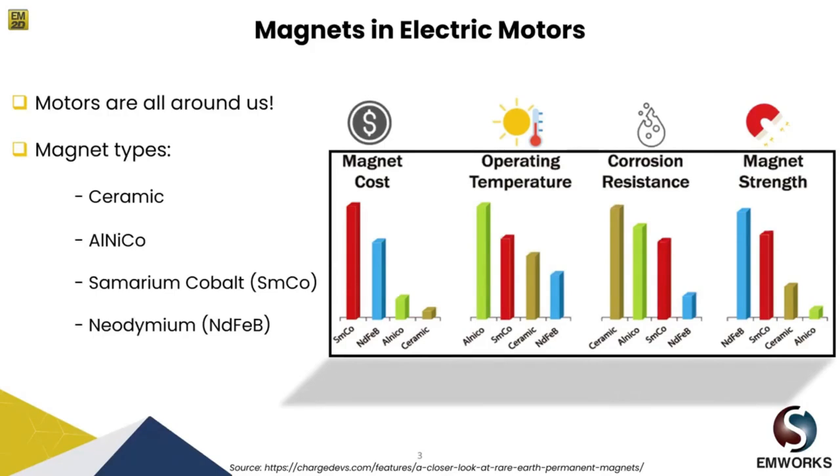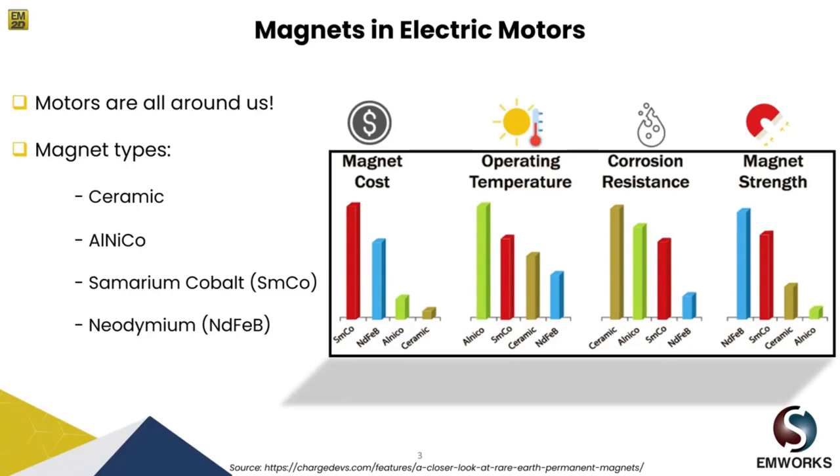First is ceramic, which is also called ferrite magnets. Then we have alnico magnets, samarium cobalt magnets, and neodymium NdFeB magnets. The last type is the most commonly used in traction motors for hybrid and EVs, and each has its benefits depending on your specific applications.